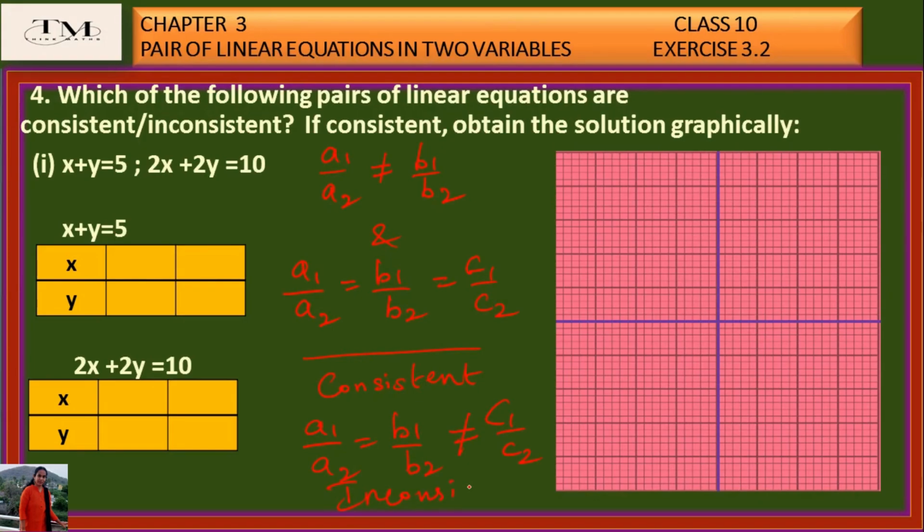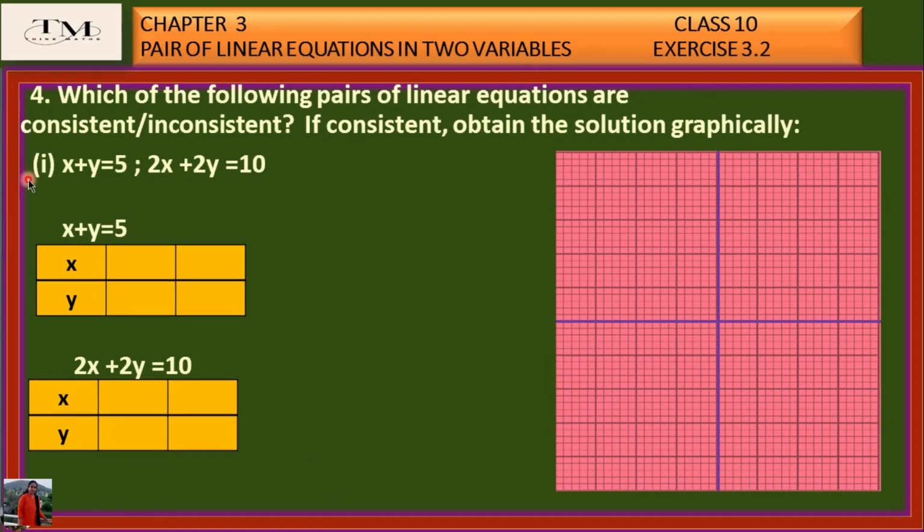So we have to check the ratios for all the problems. If we get these two conditions, we can say that the equations are consistent. If it is consistent, we have a solution. Okay, so if we have a solution, we have to obtain this solution graphically. For that, we have to find the coordinates of the points, then plot them in a graph and find the solution. Okay, so let us go to the problem.